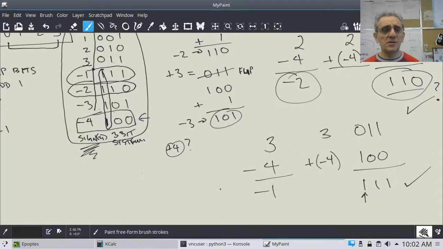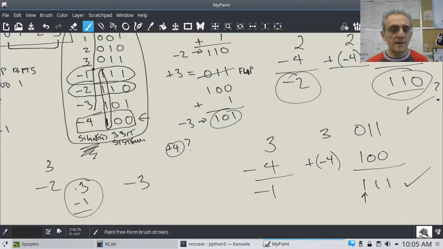How about we do something like 3 plus... no. How about let's go negative 3 plus... or how about let's plus 1, plus 2. I'm not sure. I'm trying to think of a situation where we can actually ignore the extra bit. Give me a sec. Okay, I think I got a good example here.